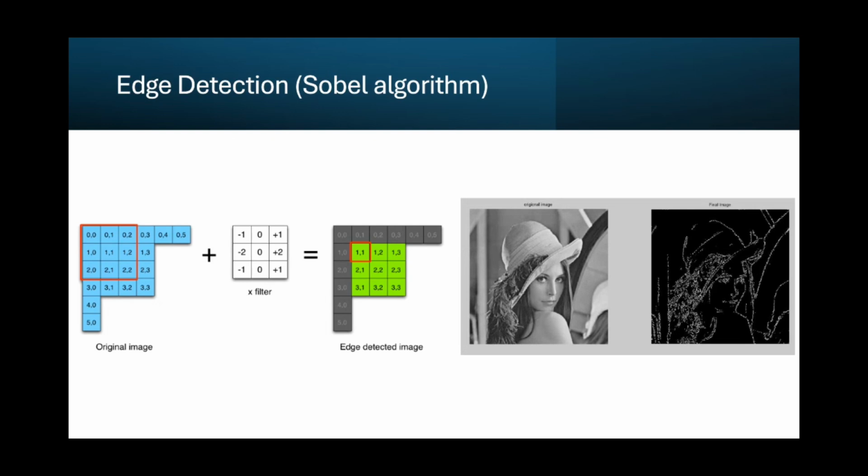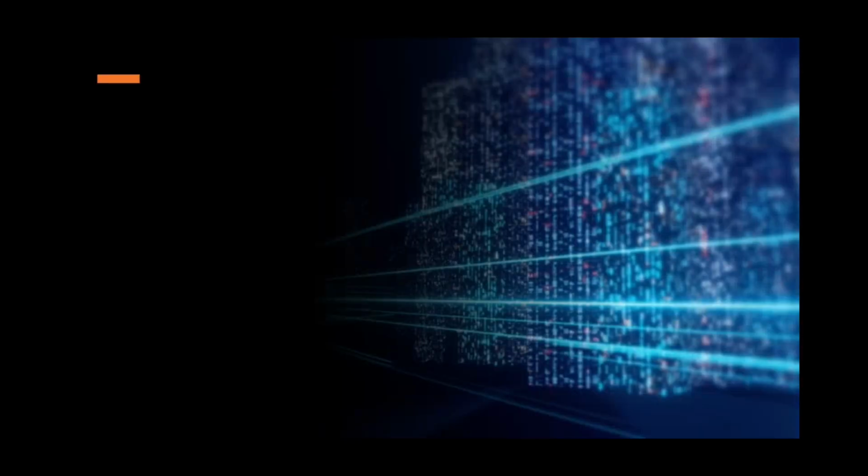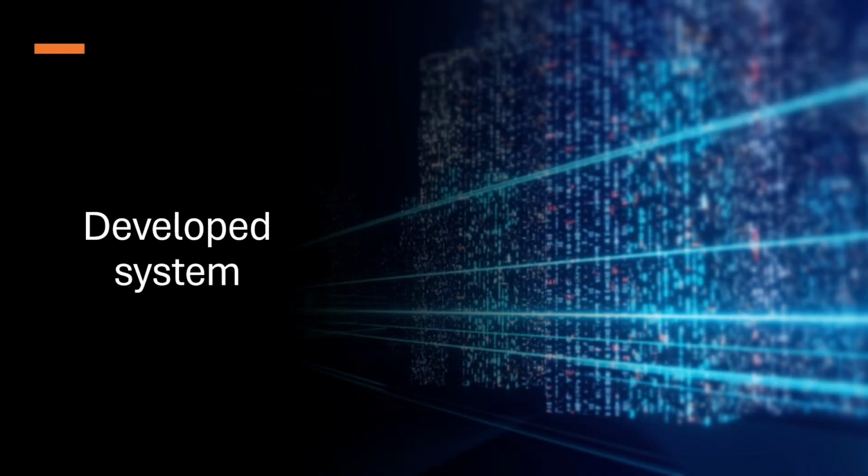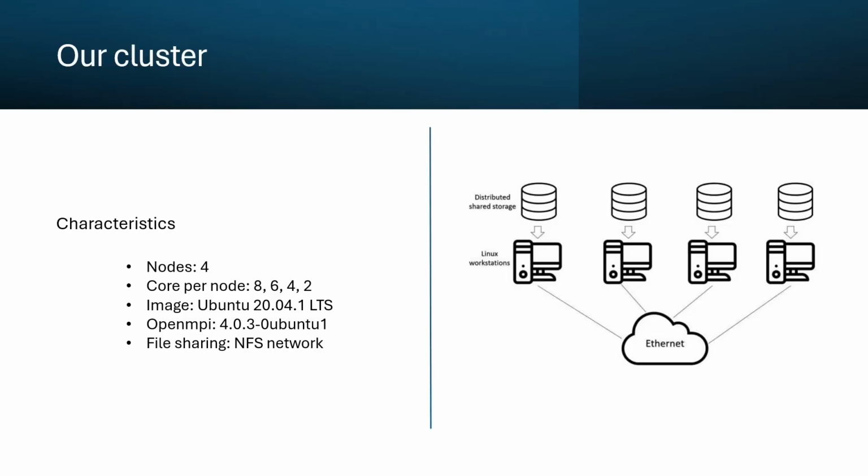The Sobel algorithm is used to identify edges within an image by calculating the gradient magnitude at each pixel. Parallelizing this algorithm involves distributing different sections of the image into various nodes, where each node independently calculates the gradient, and then the results are combined to form the final edge detected image. Now I'm going to tell you about our developed system.